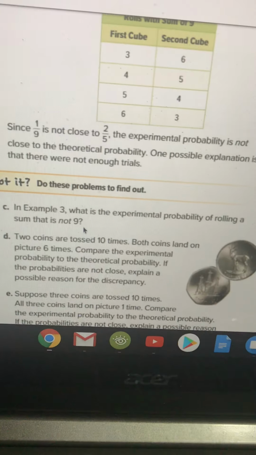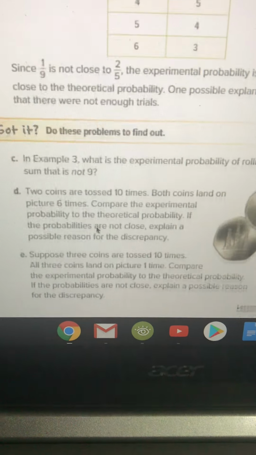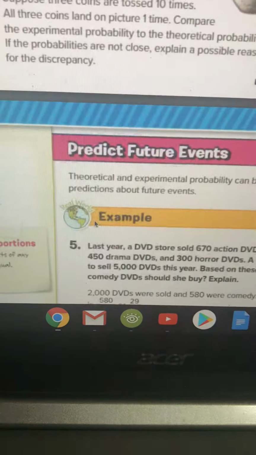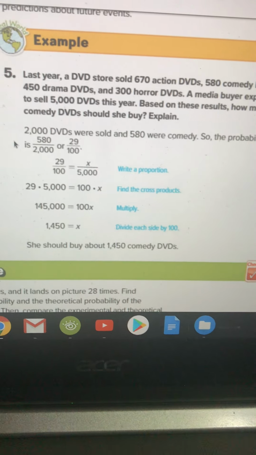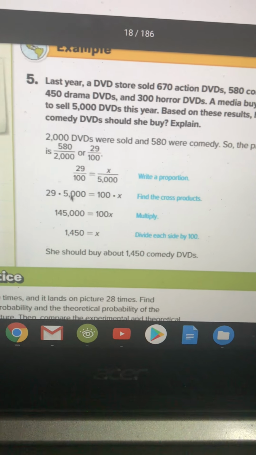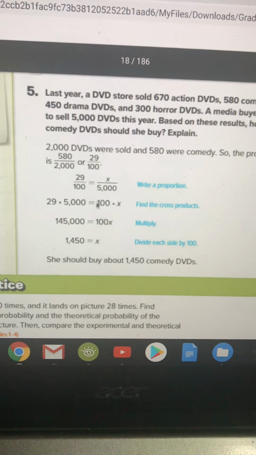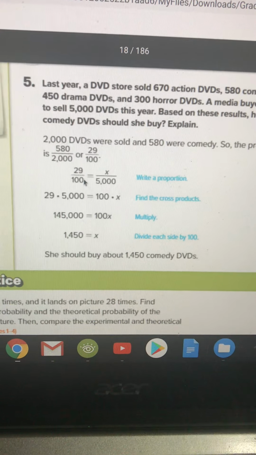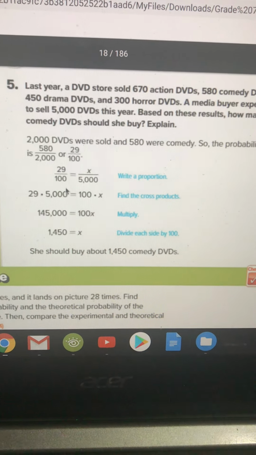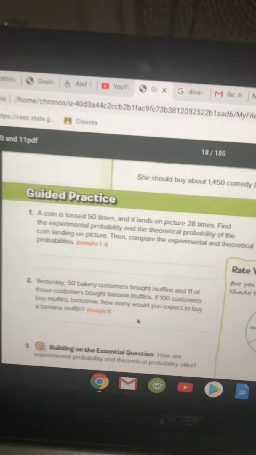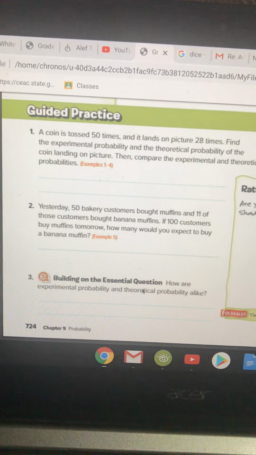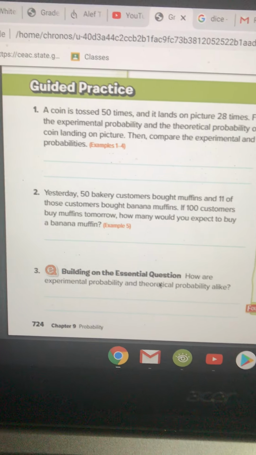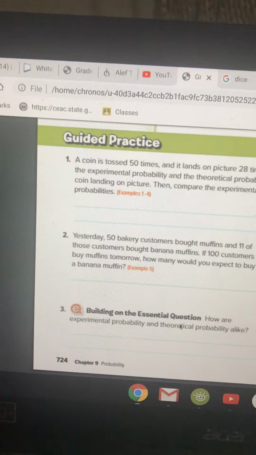So please do D and E. Do D and E, and then do guided practice. We'll talk about 5 tomorrow. Or you can look at it. Yes, look at it, and if you have any more questions about 5, you'll ask me tomorrow. But do question 1, 2, and 3 of guided practice. And then we'll see each other tomorrow. Make sure you also do, what is it called? Aleph.